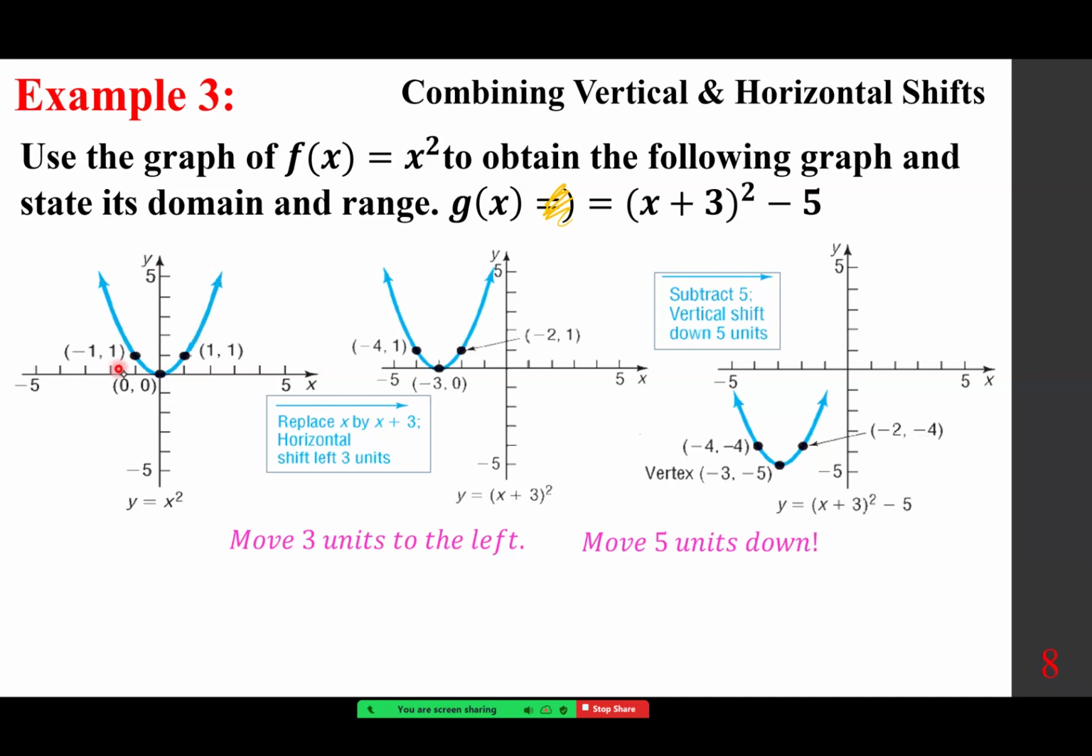Now, as far as the domain and range is concerned, the domain is the same. So that hasn't changed. The domain remains the same from negative to positive infinity. But the range, now that the vertex is located at -3, -5, you look at the y coordinate of the vertex and it opens up. So from -5 to infinity, of course, -5 is included.